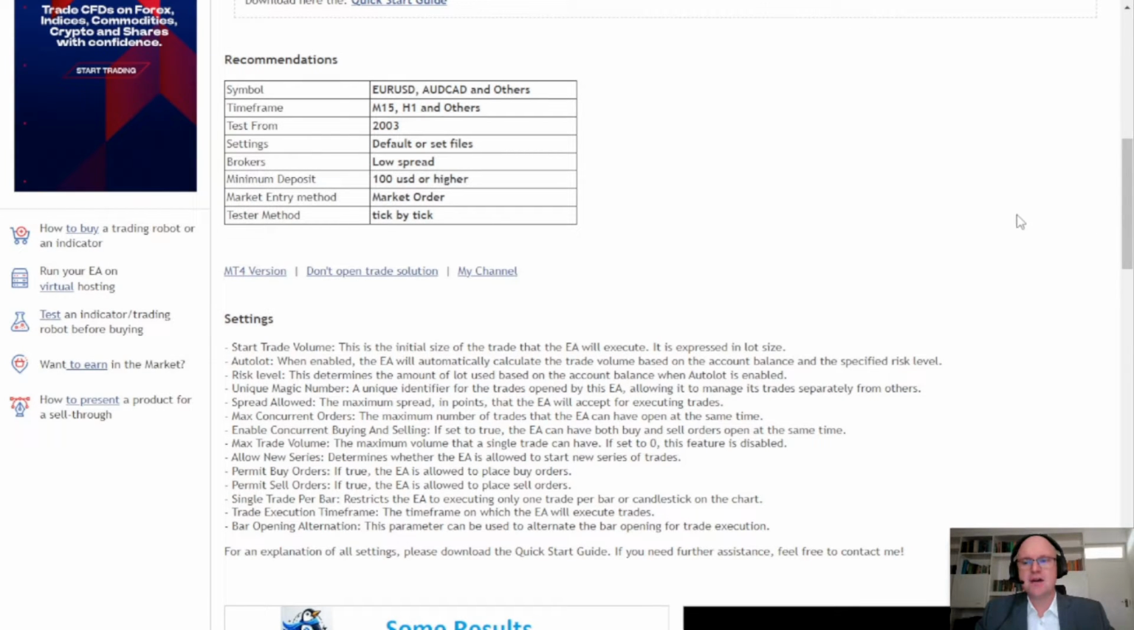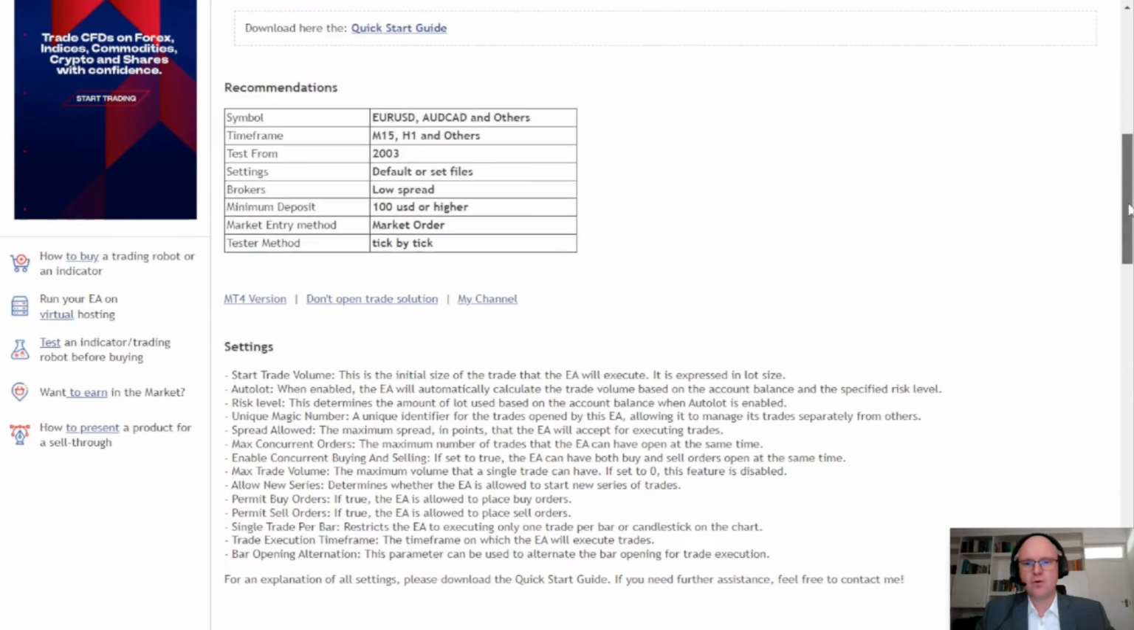Now, for those of you that are new, I highly recommend that you take advantage of the Quick Start Guide. This offers additional information about the strategies as well as how to set up your trading terminal if you're doing it for the first time. Now, the recommended symbols are EURUSD, AUDCAD, and like I said before, any other with the appropriate settings. It's offered to be used on the 15-minute time frame, hourly, or any other. The default settings can be used as is, or you can download any of the set files created by the author. Some other recommendations include a low spread broker, market orders, and to use 100 USD or higher.